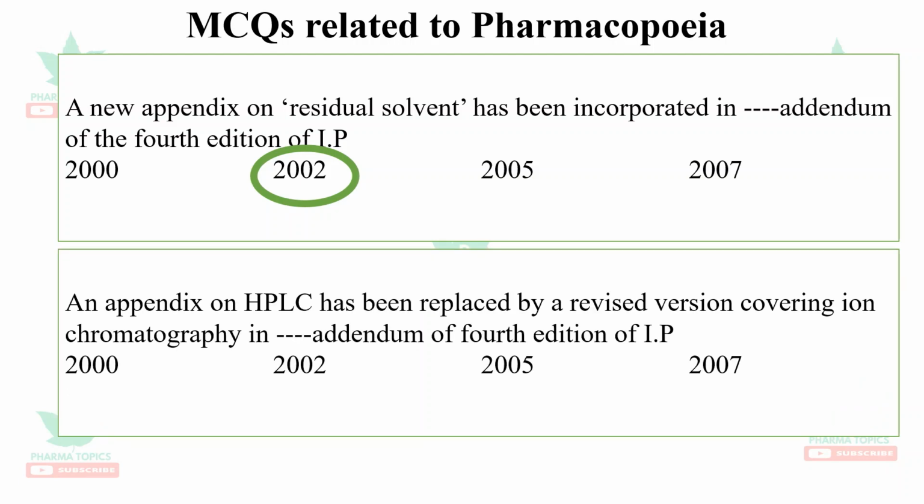An appendix on HPLC has been replaced by a revised version covering ion chromatography in the dash addendum of the 4th edition of IP. It is the 2002 addendum. An appendix on HPLC has been replaced by ion chromatography.